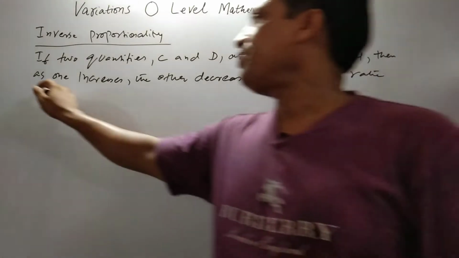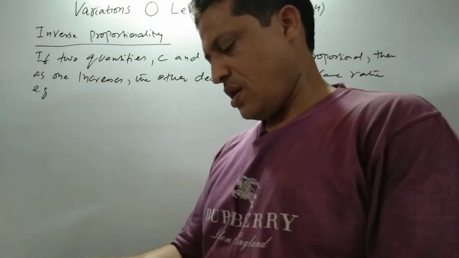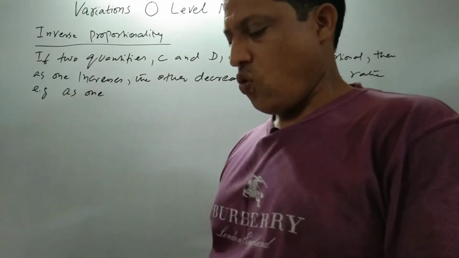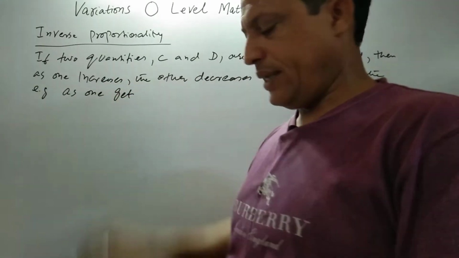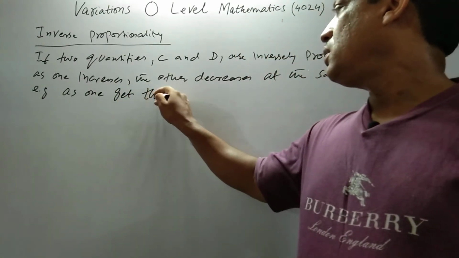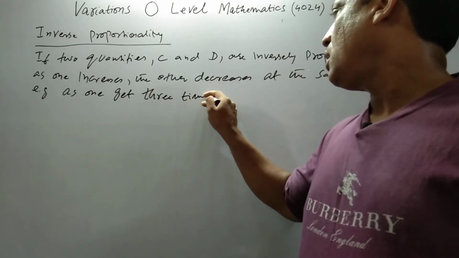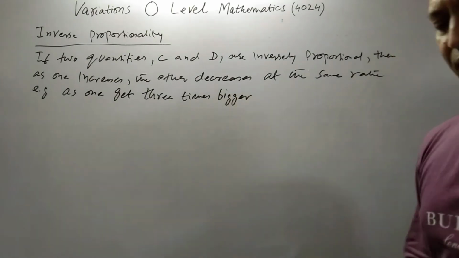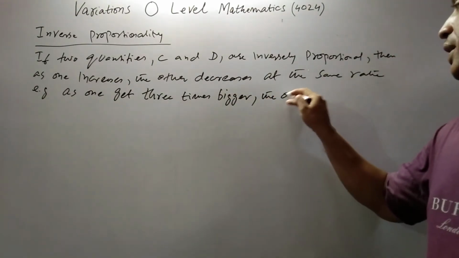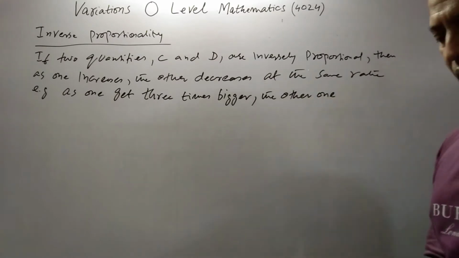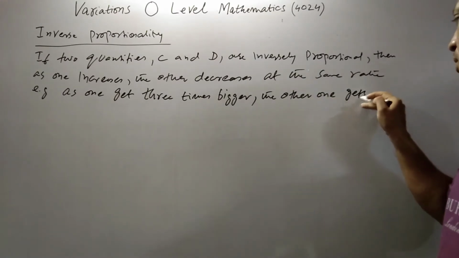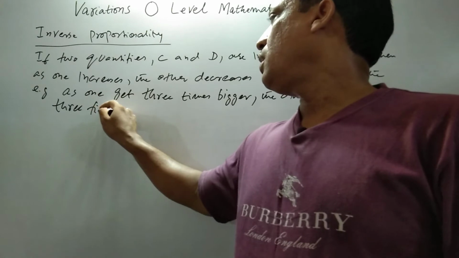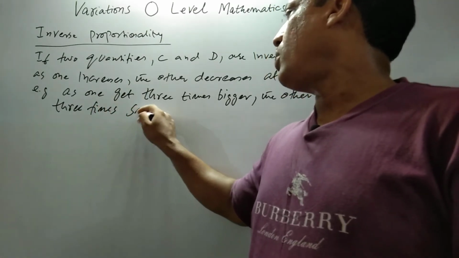For example, as one gets 3 times bigger, the other one gets 3 times smaller.